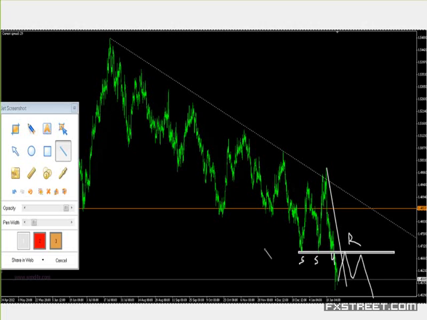But you've got your RS block there. It's on a higher time frame. From a technical perspective, as long as that holds, actually the short bias on the Pound Swissy does remain very much intact.